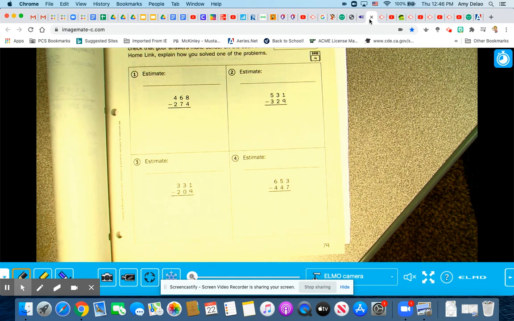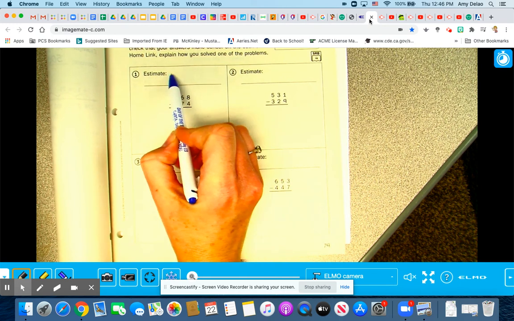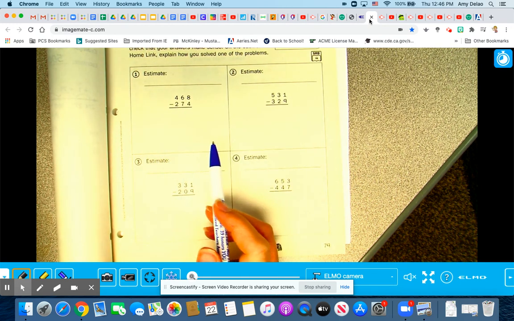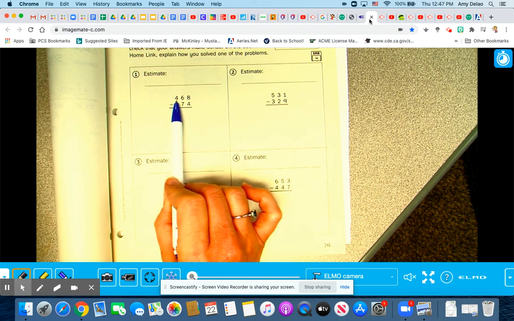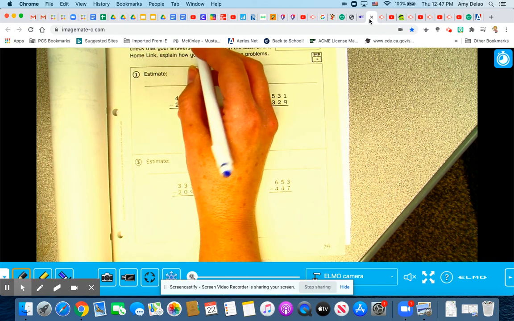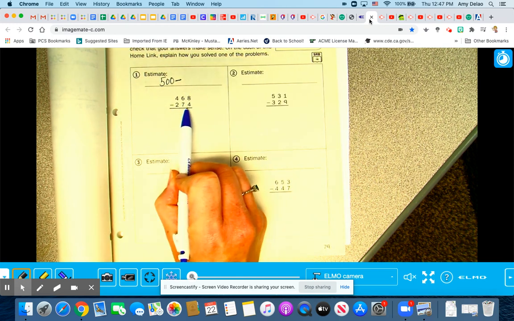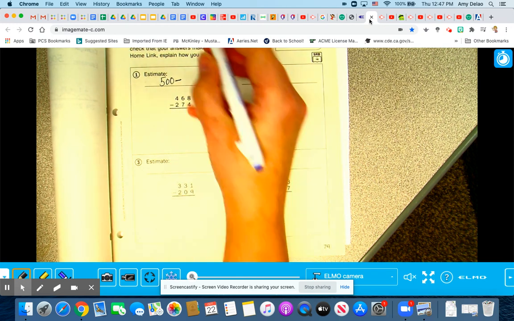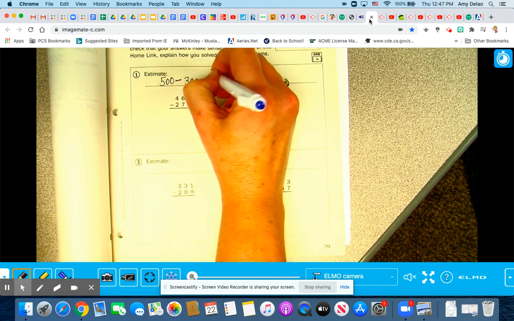Okay. All right. So the home link is the same thing. So you're going to make an estimate. Let's write it up here. They did not put it horizontally, so it does look a tad differently, but you're going to be doing the exact same thing. So I'm going to do between 400 and 500. Let's do 500 minus 274. That's pretty close to 300. Okay, and that will give me 200.